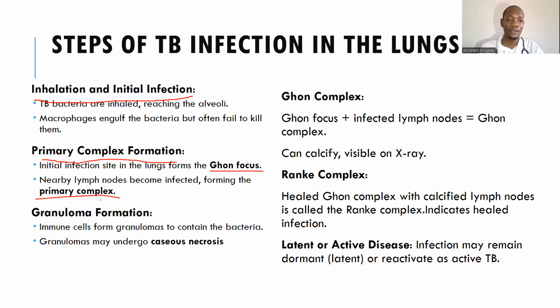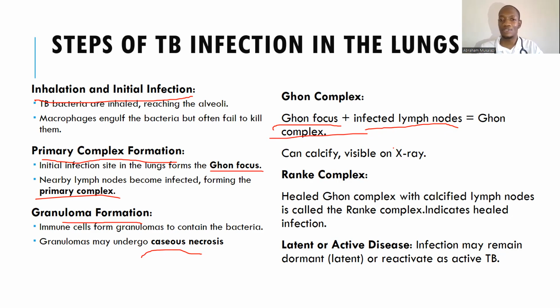If your body is not able to eliminate the bacteria, it ends up walling it off to form a granuloma. So the next step will be granuloma formation. In this case, usually the center undergoes caseous necrosis. So then you have the typical caseous necrosis we see in tuberculosis. Then, if you have your Ghon focus plus the primary infected lymph nodes, this becomes the Ghon complex.